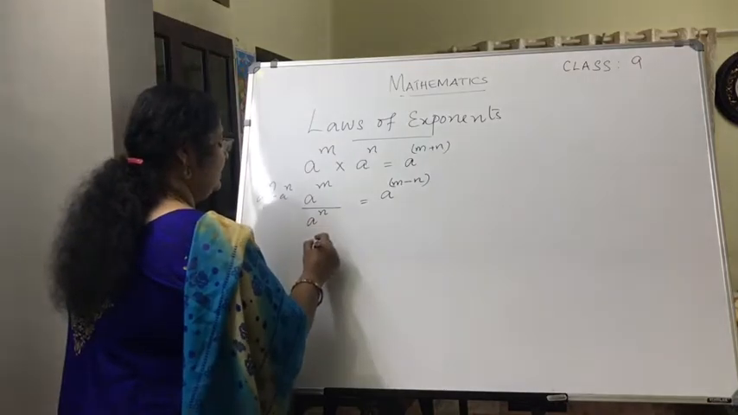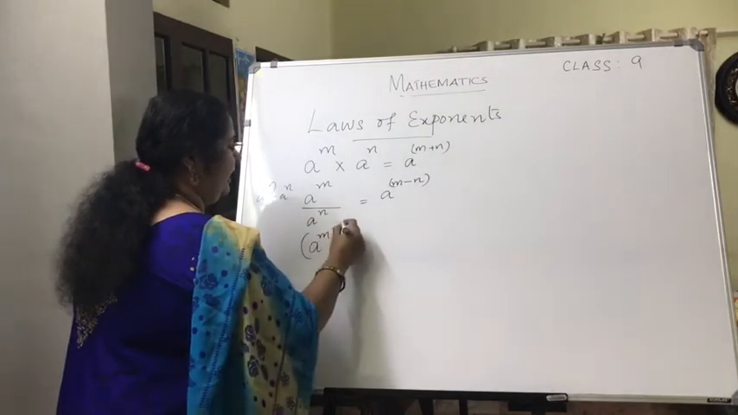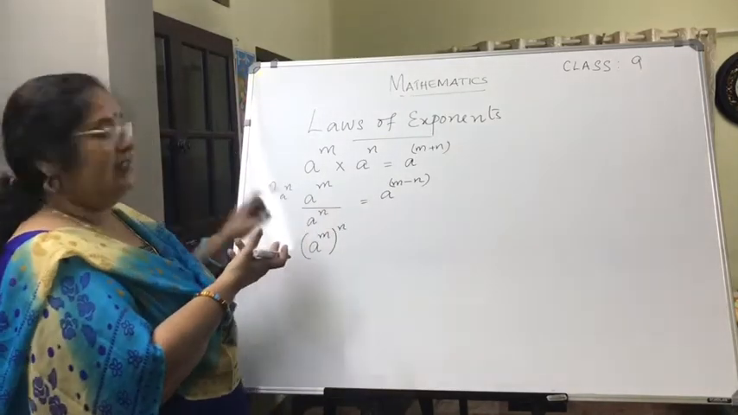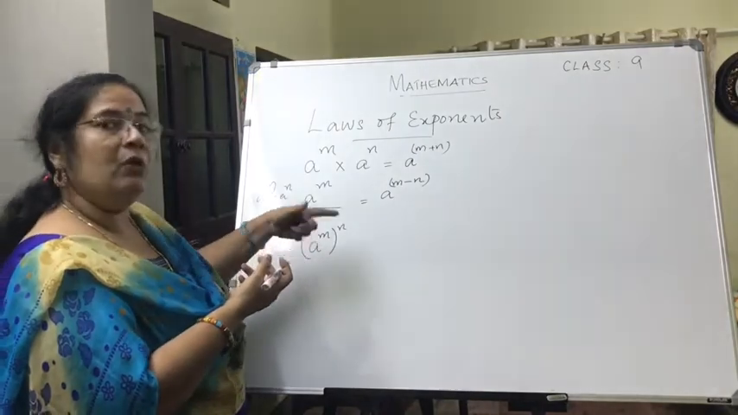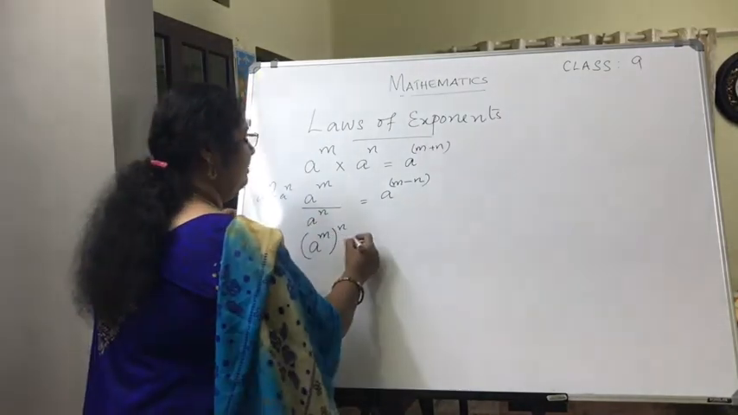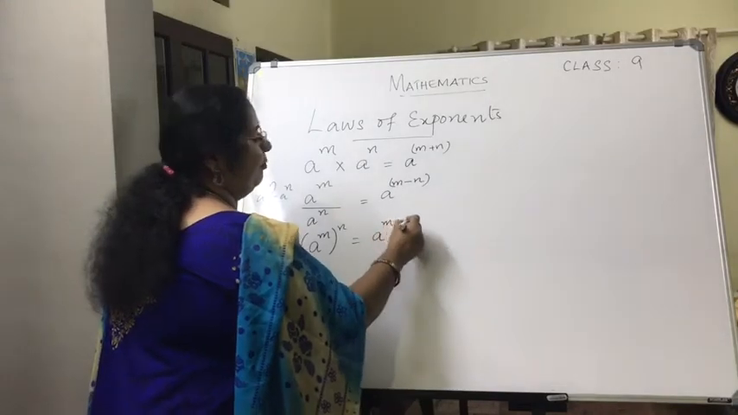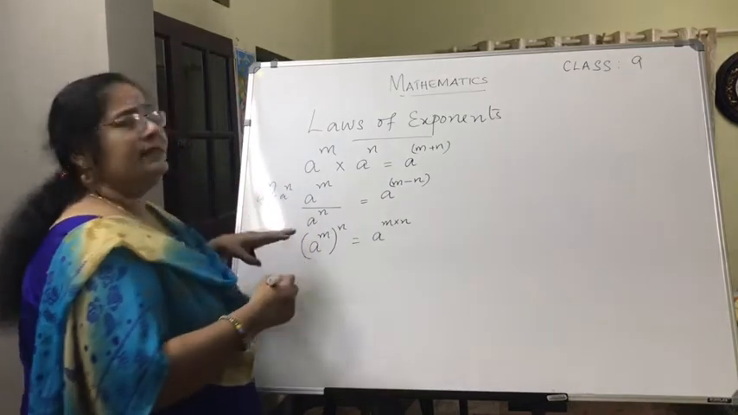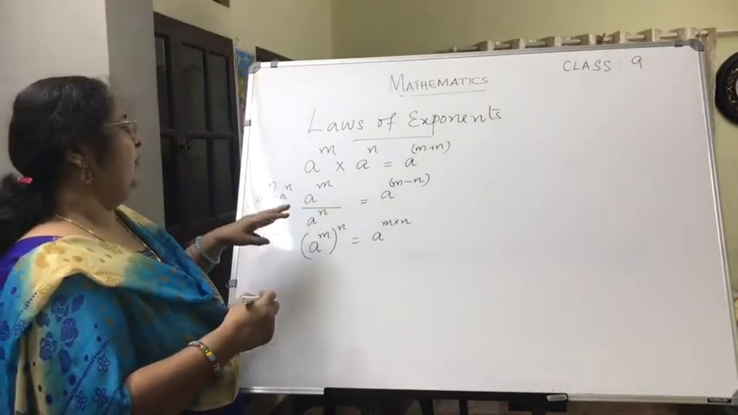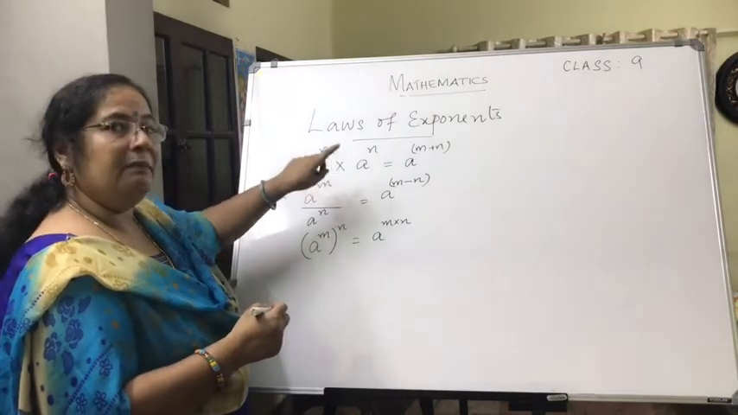Now third is a raised to m the whole raised to n. Power of power. One power raised to another power. A raised to m the whole raised to n will be equal to a raised to m into n. Product of the powers.